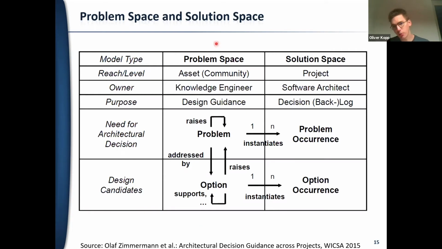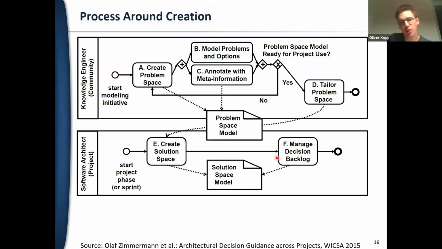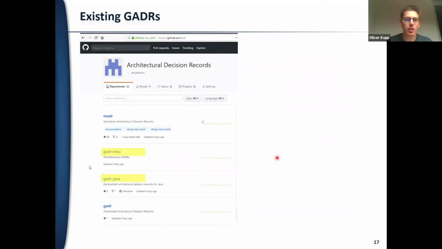And if I now start a new project, I get to the concrete project, and I'm a solution architect. I've got a decision backlog, and then I have the problems in my solution space, and I've got some options I have to choose. Yeah, and some process around it. I skipped that. And now for the concrete example, we already started some generalized architectural decision records in our organization.